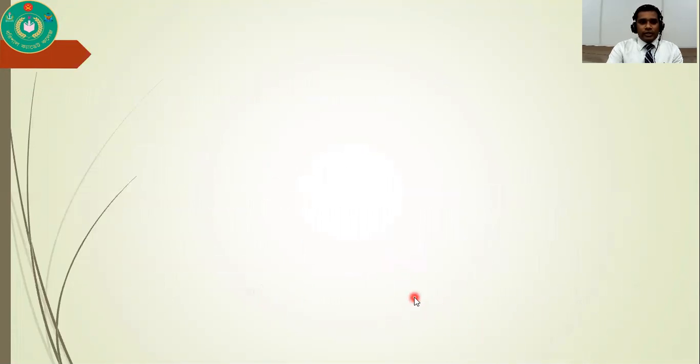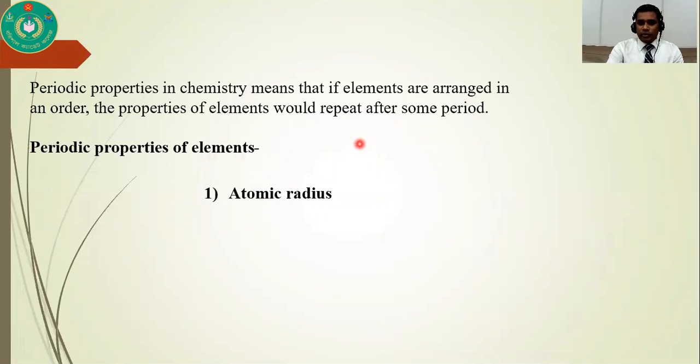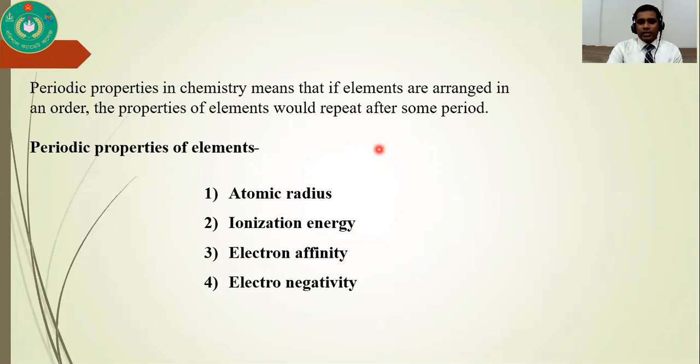So now, first one is, what is periodic properties? Periodic properties in chemistry means that if elements are arranged in an order, the properties of elements would repeat after some period. So properties are repeated in the periodic table. So the periodic properties of elements are atomic radius, ionization energy, electron affinity, and electronegativity. And in my lecture, I describe all these four things today.